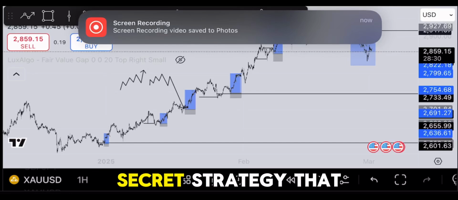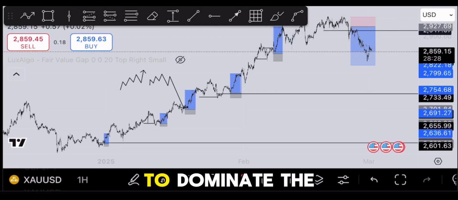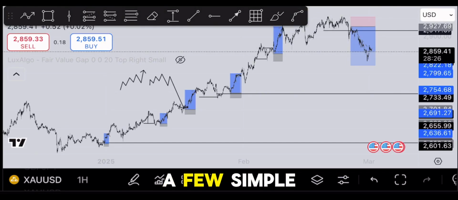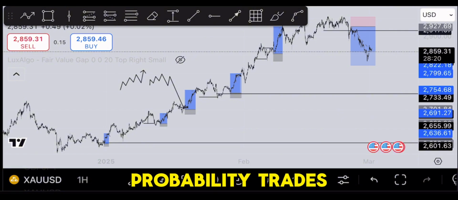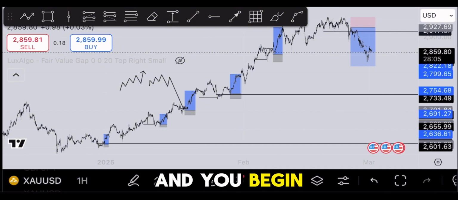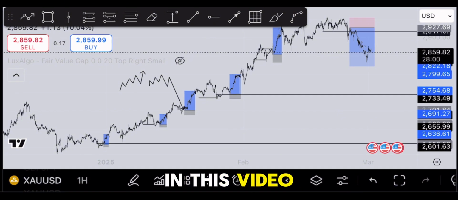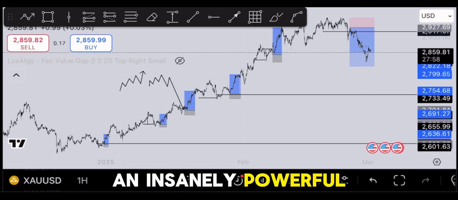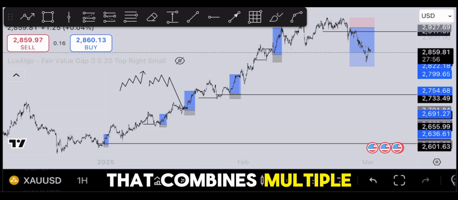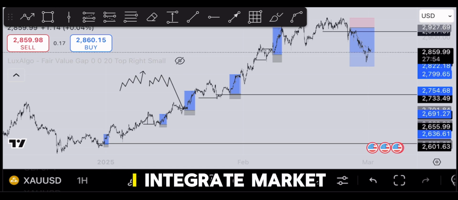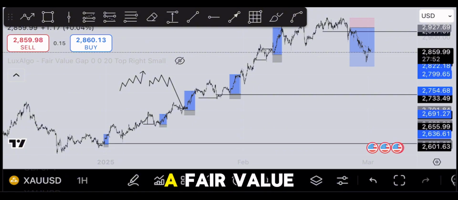This is the secret strategy that top traders use to dominate the markets. With just a few simple steps, I'm going to show you guys how to increase the accuracy in finding high probability trades. Grab your notebooks and begin to learn. In this video, I'll break down an insanely powerful trading strategy that combines multiple confluences. I integrate market structure shift, a fair value gap, Fibonacci.